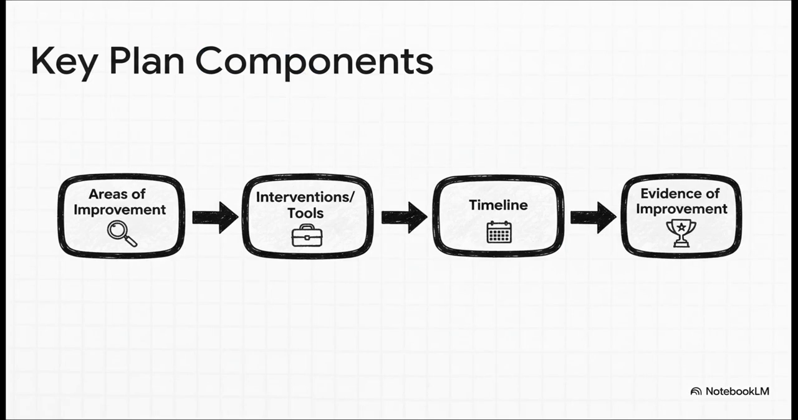So what makes a strong plan? Well, it has 4 key parts. What are the specific areas of improvement? What interventions or tools will be used to work on them? Maybe a certification or some specific practice. What is the timeline? And, this is critical, what will be the evidence of improvement? This makes growth tangible and measurable, not just a vague idea.